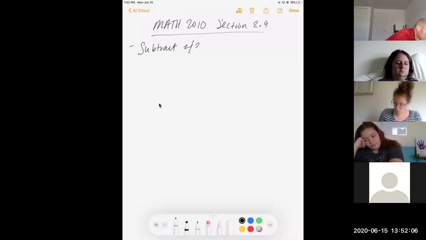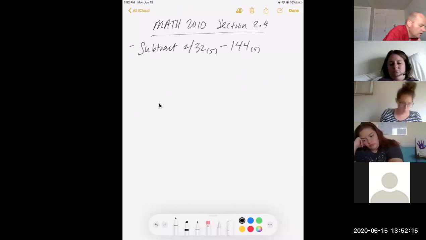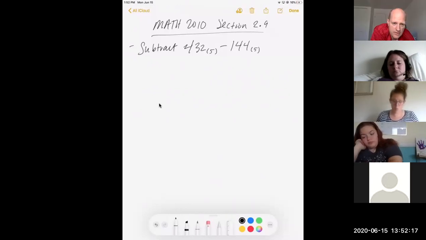Subtract 432 in base 5, 140 minus 144 base 5. So we're going to subtract 144 base 5 from 432 base 5. Then we're going to use a chip model.